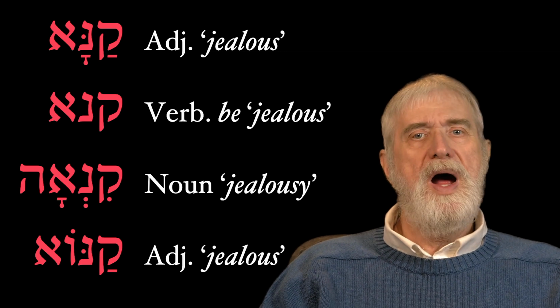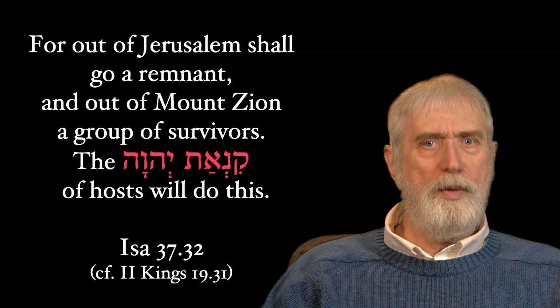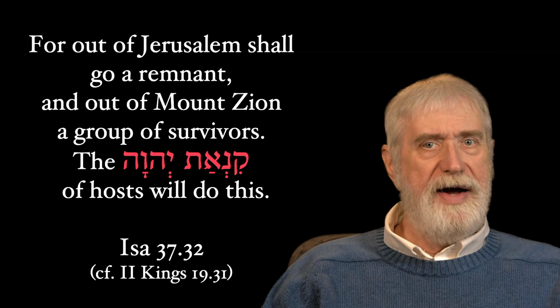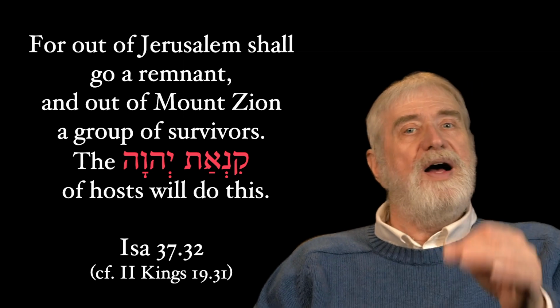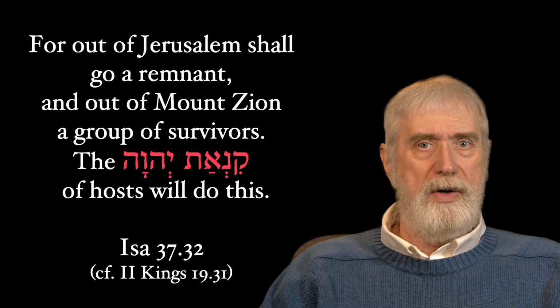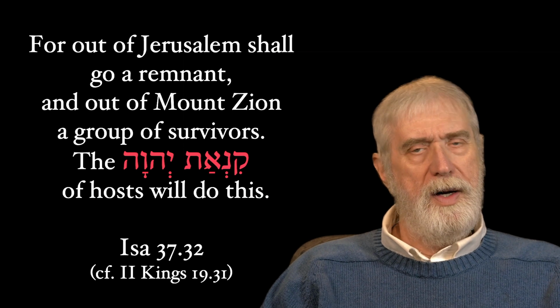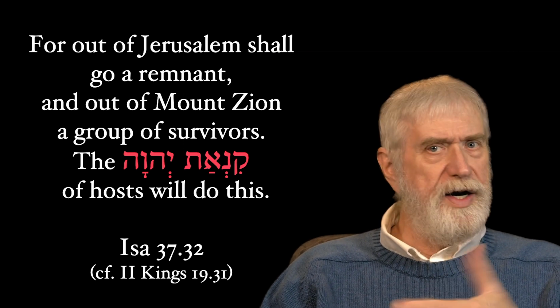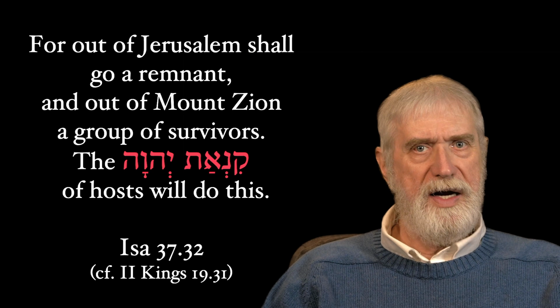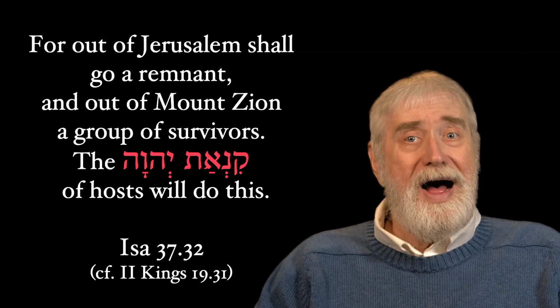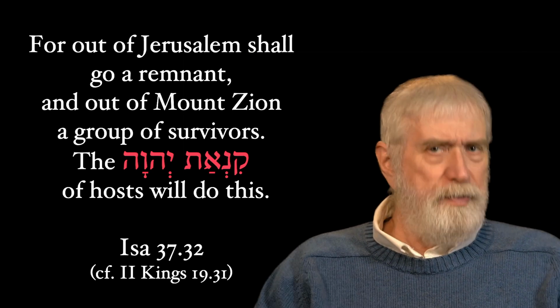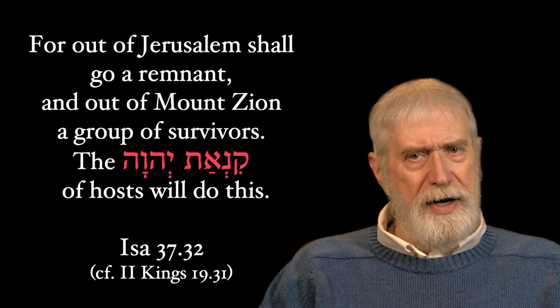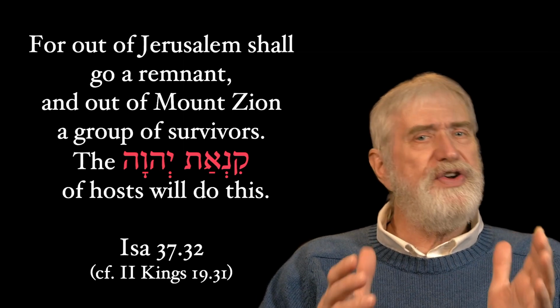We read, "Out of Jerusalem shall go a remnant, and out of Mount Zion a group of survivors. The Kana of Yahweh will do this." In these verses and in other places in the Tanakh, it is Yahweh's Kana, his passion for his people, that moves him to take action to save them.